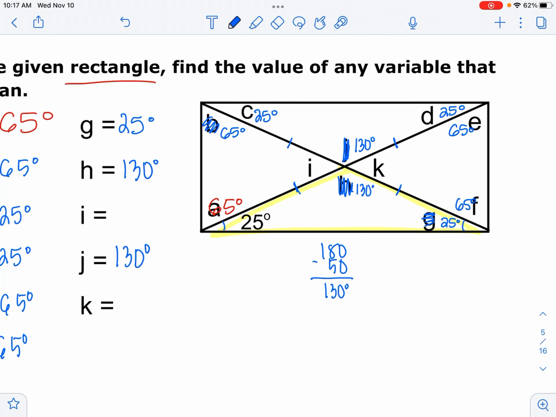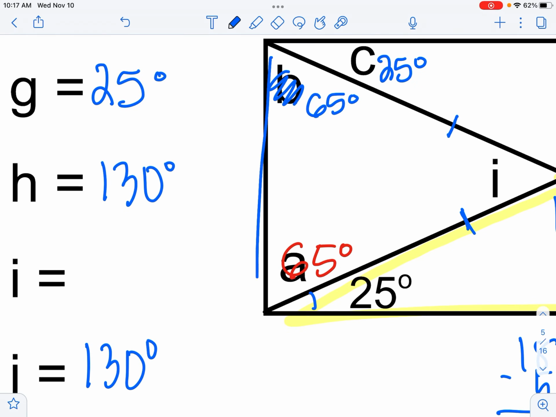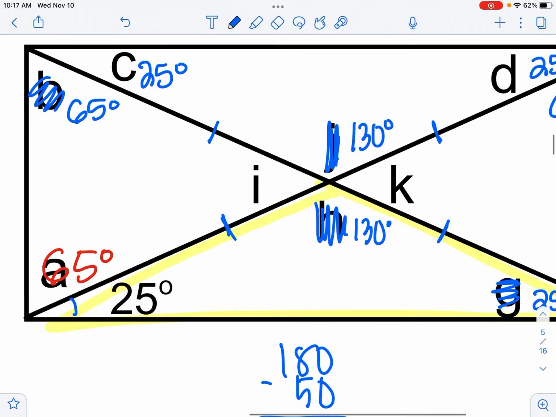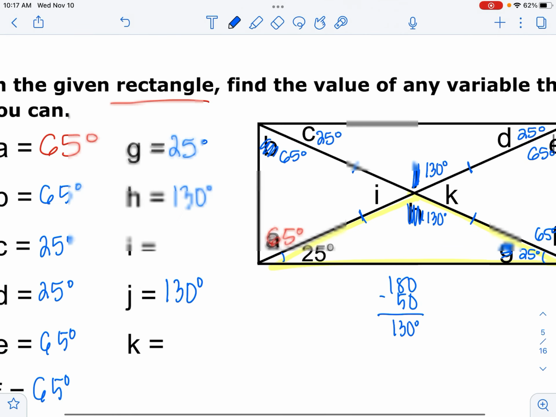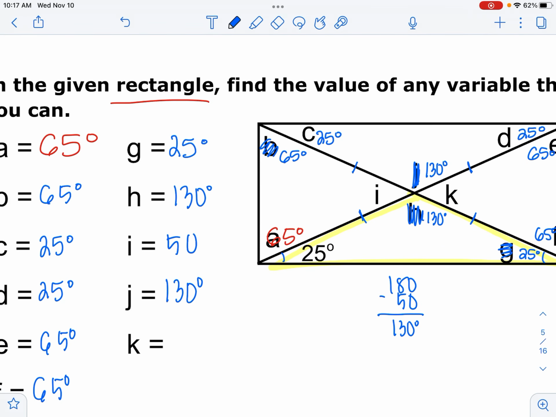Now I can get I and K a couple different ways. I can use the triangle and add 65 and 65, which is 130, and do 180 minus that. Or I can say this is a linear pair and do 180 minus 130, which is 50 either way. So I and K are 50 degrees. So think about where it starts. It starts by knowing this is a right angle and that these 4 pieces are congruent.